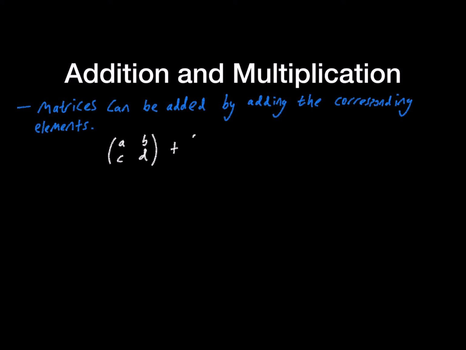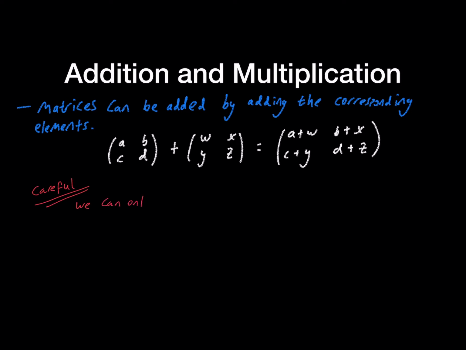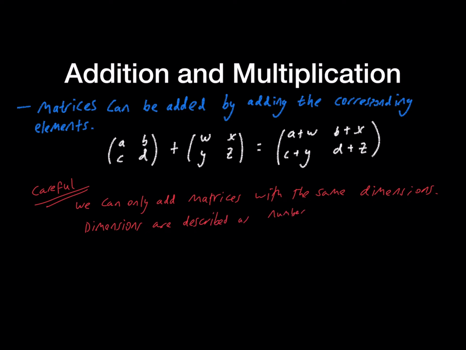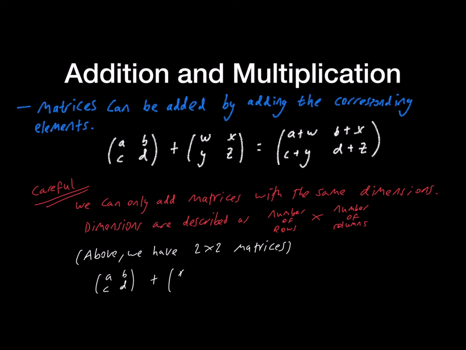Manipulating matrices is fundamental to understanding matrix algebra. Although there are similarities to traditional algebra, there are some things to be aware of. Let's look at addition and multiplication first. Matrices can be added by adding the corresponding elements, and it results in a matrix that is the same size as the matrices on the left-hand side. An important point here is that we can only add matrices of the same number of dimensions. Dimensions are given as number of rows by number of columns. As an example, we can see that this last example here does not exist.